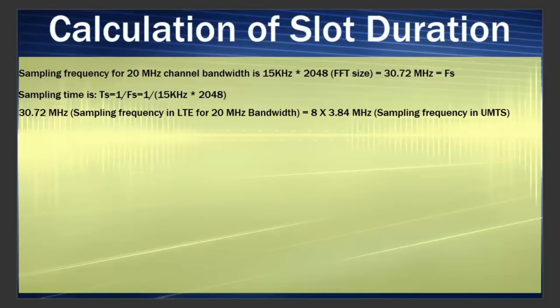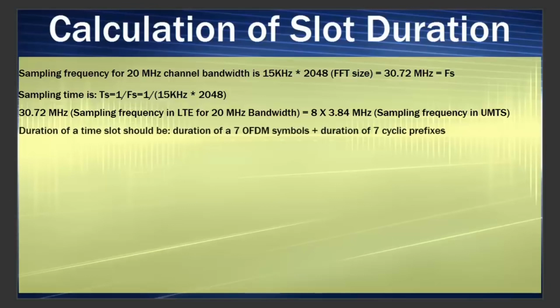Now we will calculate the time duration of a slot. As we know, for normal cyclic prefix, there are 7 OFDM symbols and 7 cyclic prefixes. Duration of a time slot should be the duration of 7 OFDM symbols plus the duration of 7 cyclic prefixes.